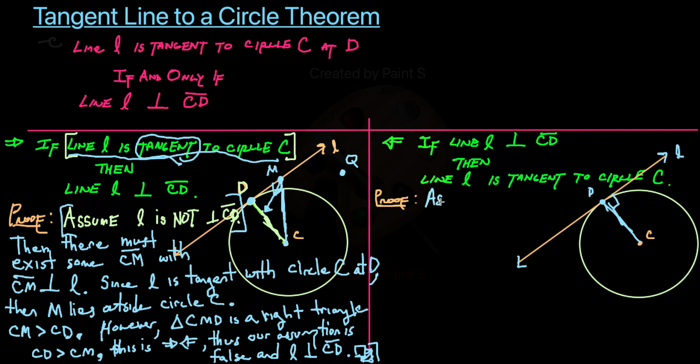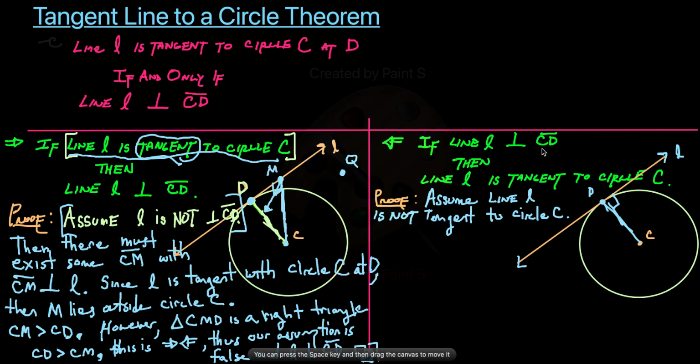So I'm going to assume my conclusion false. Assume line L is not tangent to circle C. Okay? If it's not tangent, what that means is that this line L is not tangent. It means that it intersects the circle twice, at some point D and then some other point.